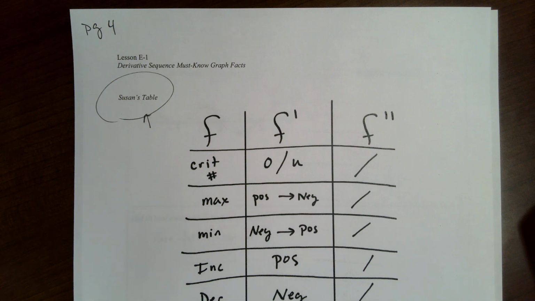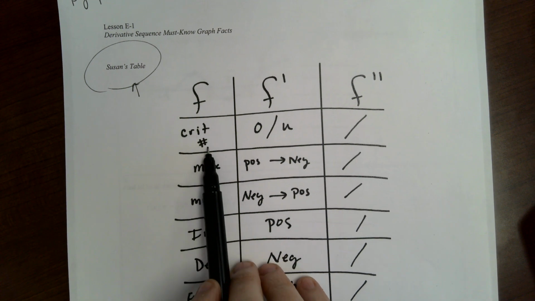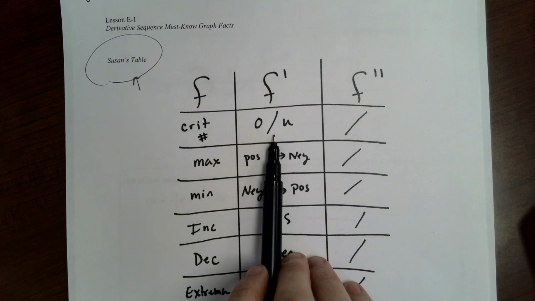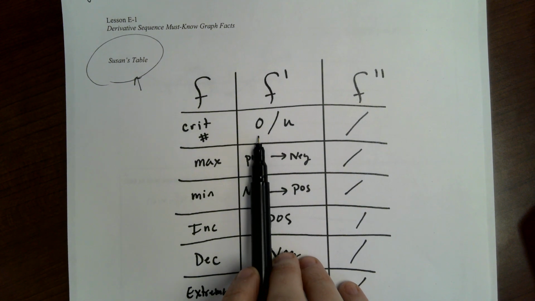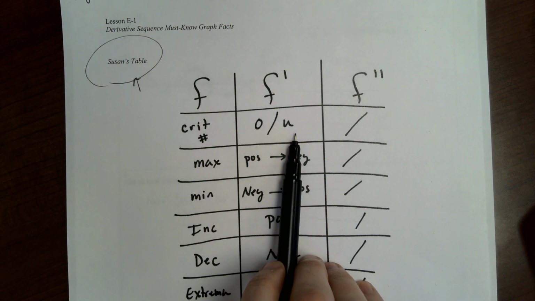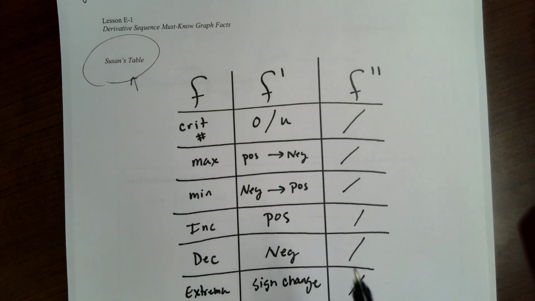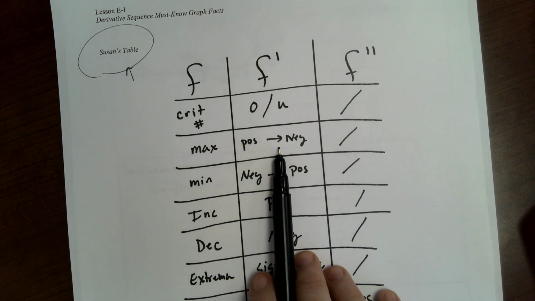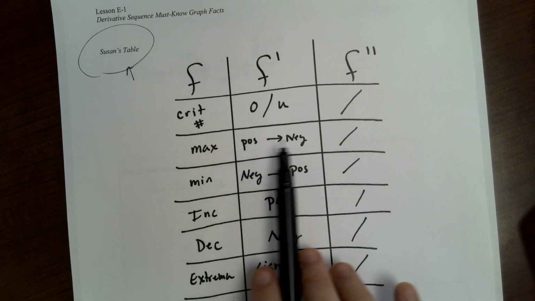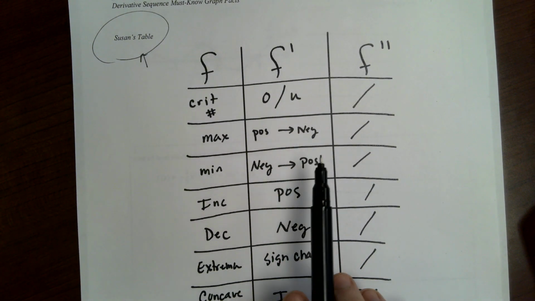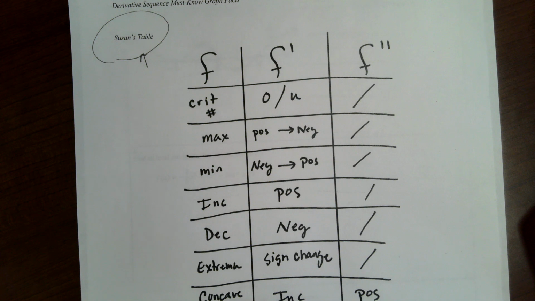Okay, so a critical number on the graph of f is going to be where the graph of f prime is 0 or undefined. Zeros on f prime would mean roots, and if f prime were undefined, its graph would definitely not be continuous there. You'd have an open circle or an asymptote. A max on the graph of f corresponds to a positive to negative sign change on f prime, so going from above to below the x-axis, crossing the x-axis.